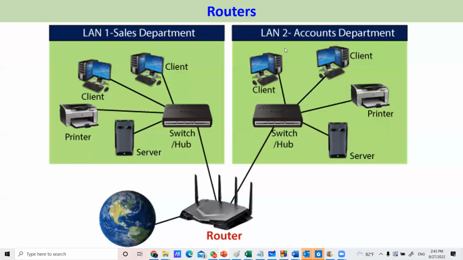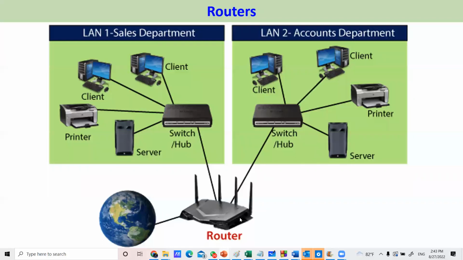Then LAN 2, another department, suppose the accounts department, has two PCs, a printer and a server. All of these devices connect with another switch. This switch is available inside LAN 2. Both switches are now connected to the router.